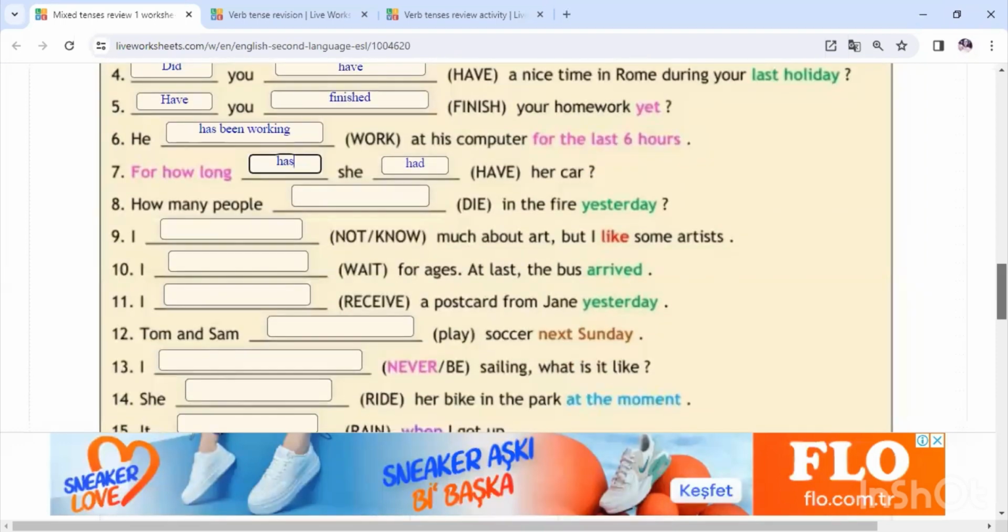How many people died in the fire yesterday? Very nice, because we can see the specific time here, specific time. How many people died in the fire yesterday? Very nice. Can you translate? Dün yangında kaç kişi öldü? Well done. Okay. So yes, Deniz, number 9. Do it and translate it.